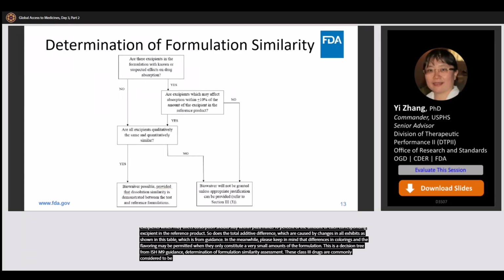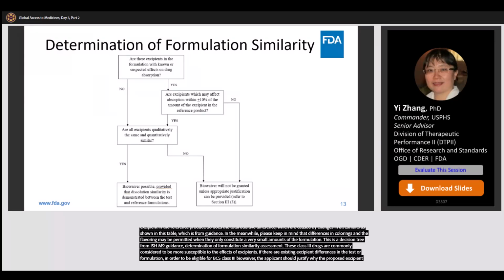If there are existing excipient differences in the test formulation, in order to be eligible for BCS Class 3-based Biowaiver, the applicant should justify why the proposed excipient differences will not affect the absorption profile of the drug substance, that is, rate and extent of absorption, by using a mechanistic and risk-based approach.